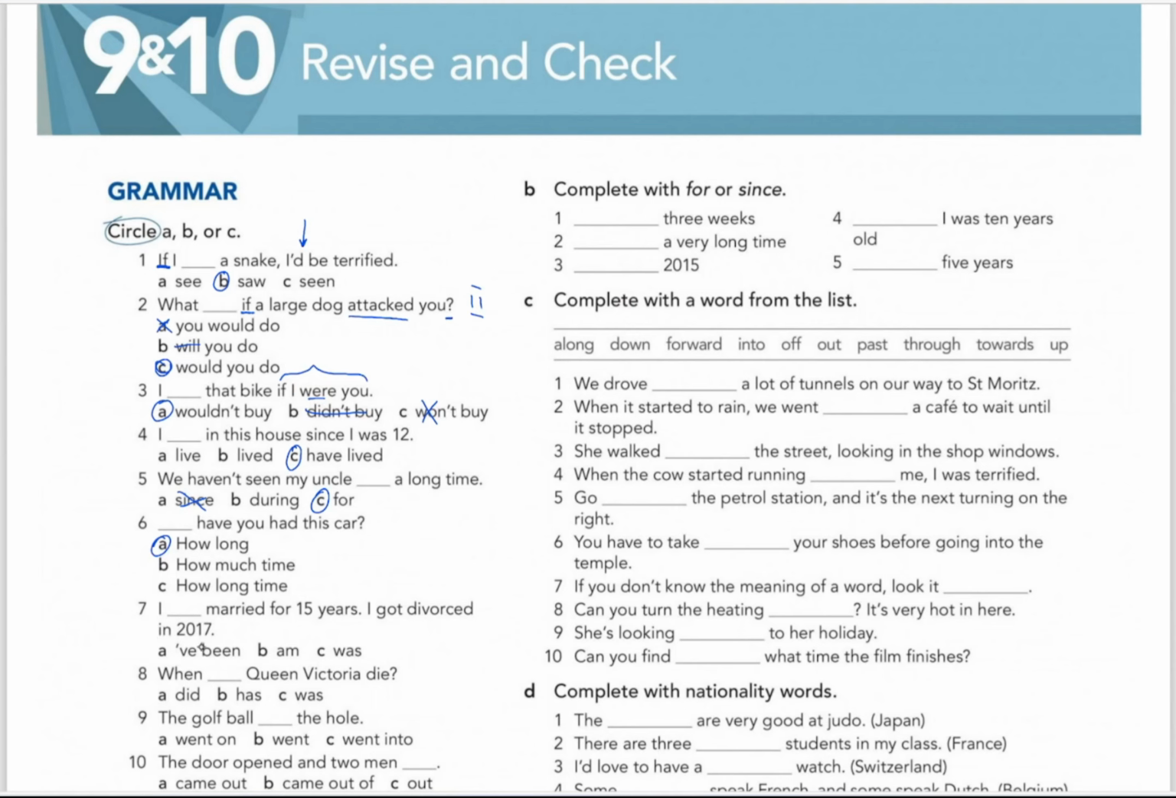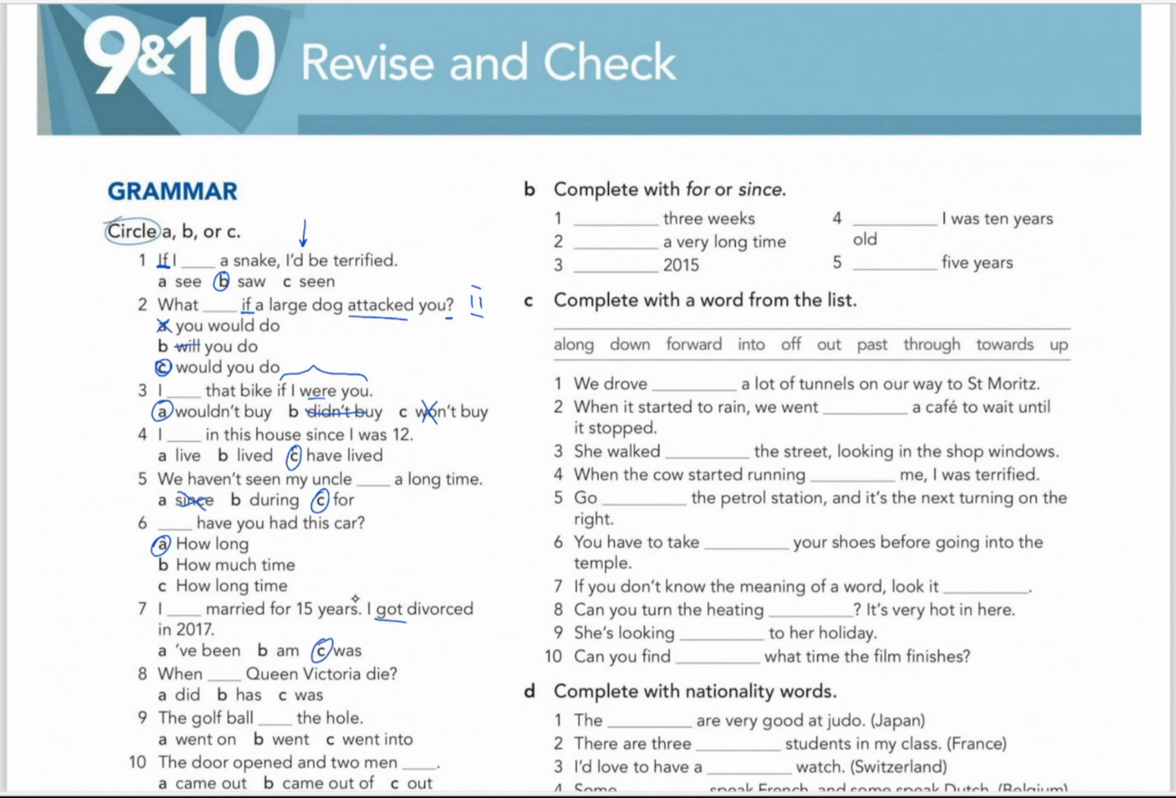7, I'm married for 15 years. I got divorced. So here I got divorced in 2017. So that means this guy is not married anymore. So because of that, here I must use past simple because the marriage is not active. The marriage finished. Saying I got divorced, that's a past thing. So we say I was married for 15 years.